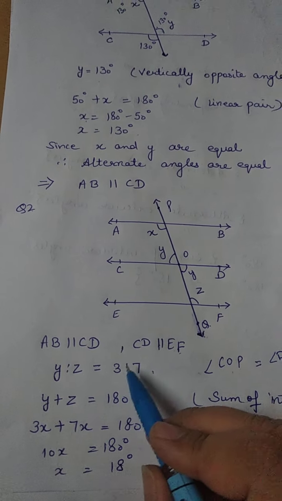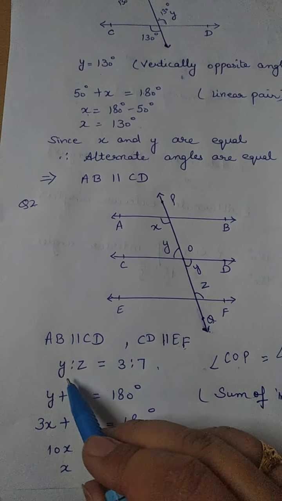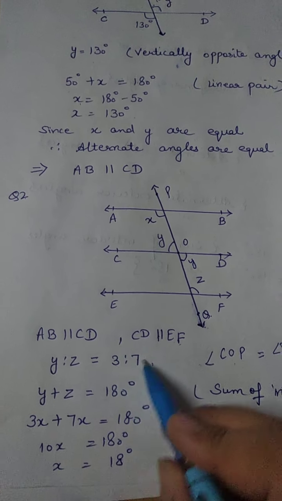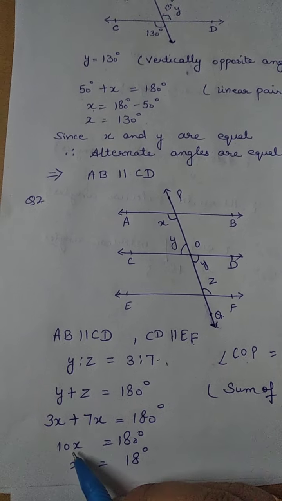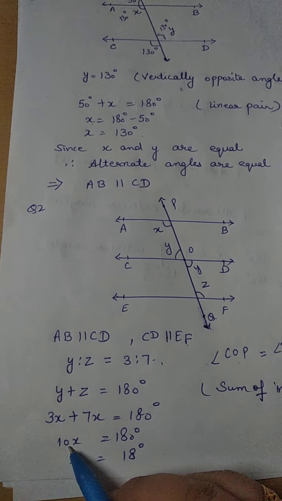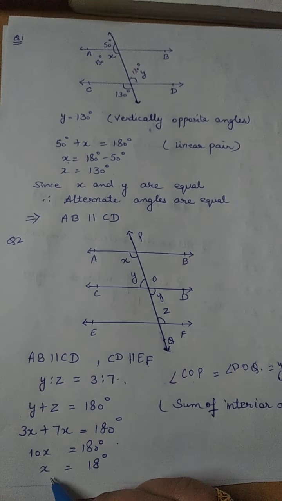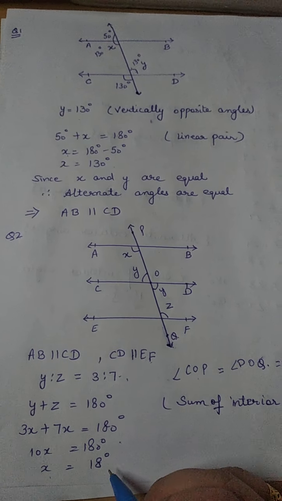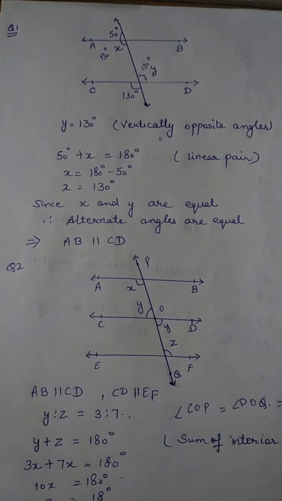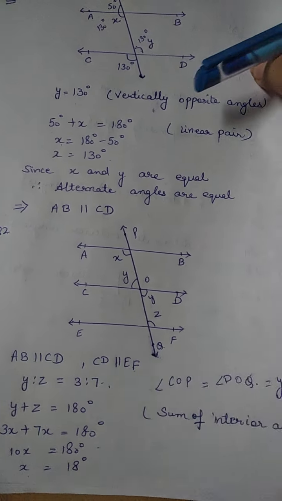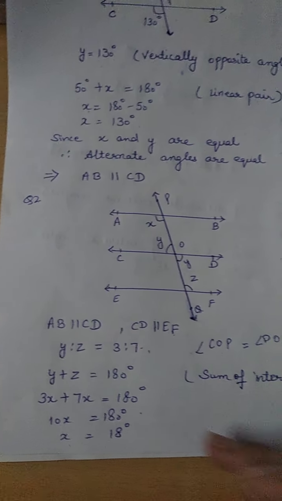Now it is given they are in the ratio 3:7. What does it mean? So let y be 3x and z be 7x. Put the value. So 3x plus 7x will give you 10x equals 180 degrees. So your x will be 180 divided by 10, which gives you 18 degrees. So with this I have got my y and z. How will I get my y and z?